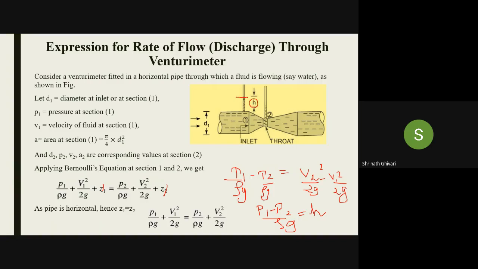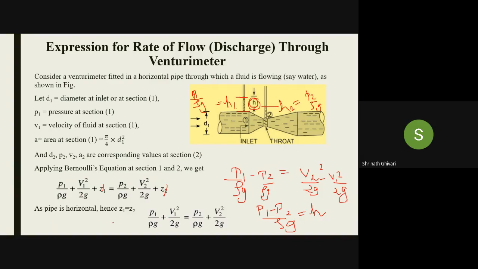See, this rising height is called H1, and this rising height I'll call H2. So this H1 is nothing but P1 by rho g. Do you agree with the equation which I have told you previously? Hydrostatic law. H2 is P2 by rho g. So that difference is nothing but H. Therefore, P1 minus P2 by rho g is H, the difference in the pressure heads.